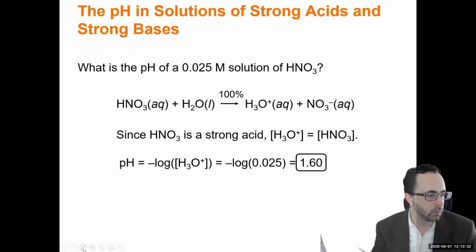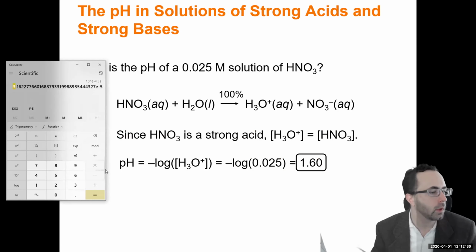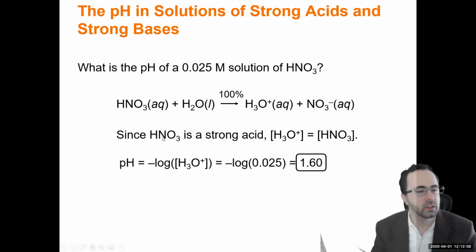And so we can use our calculator for that. So we have 0.025. We're going to take the log of that, and then we change the sign. And remember sig figs, since this has 2 sig figs, we're going to write this so that it has 2 after the decimal. So we're going to write 1.60, and that will be the pH there. Any questions on how I calculated the pH there?